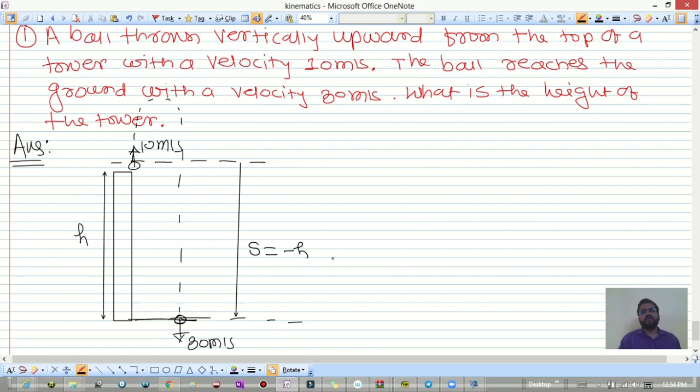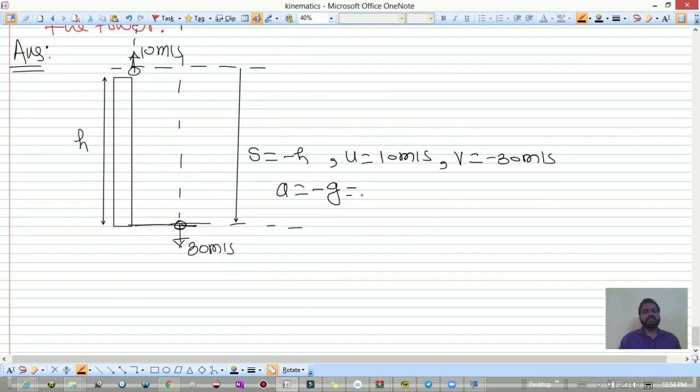Okay, now displacement is minus h. What is the initial velocity? Initial velocity we have is plus 10 meter per second. Final velocity is minus 30 meter per second, and the acceleration a is equal to minus g we have, and that acceleration you can consider as minus 10 meter per second square. Now we know u, we know a, only h we need to find out. Which equation we have to use? Yes, it is the third equation we have to use.